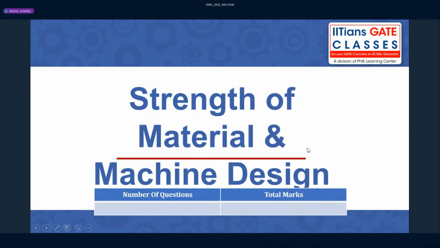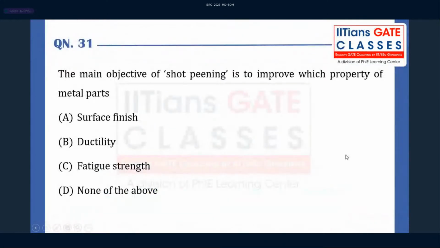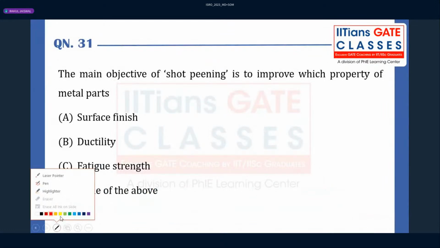So the first question we will see here. Just have a look on this. This question basically belongs to machine design. The main objective of shot peening is to improve which property of the metal parts, right?